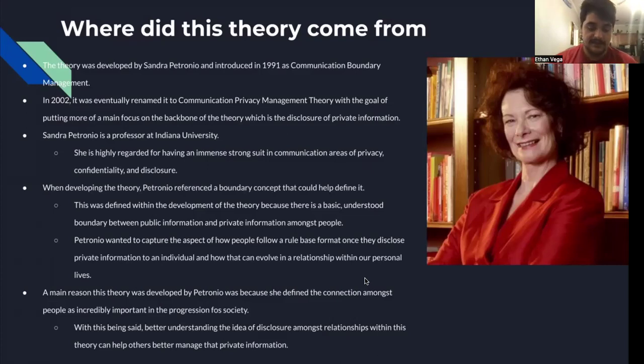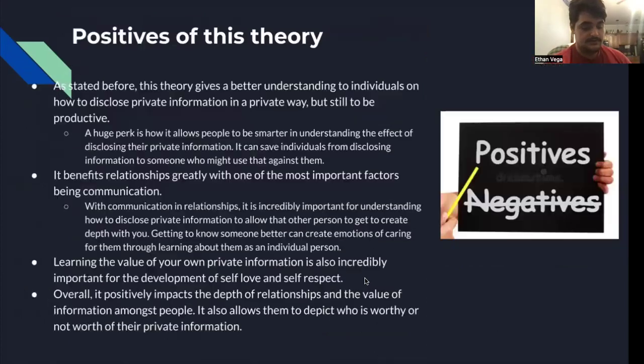So yes, and then that leads me into the positives and negatives of this theory. Some of the positives of this theory, as stated before, is that it gives individuals a better understanding of how to disclose private information in a private way, but still be productive. A huge perk is how it allows people to be smarter in understanding the effects of disclosing their private information. It can save individuals from disclosing information to someone who might use it against them.